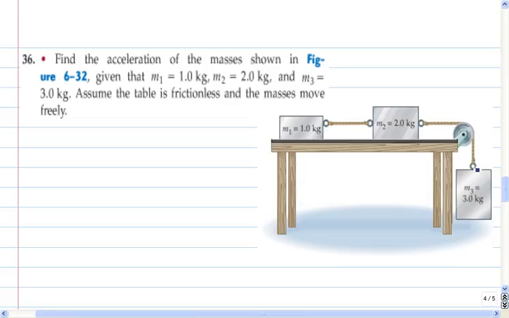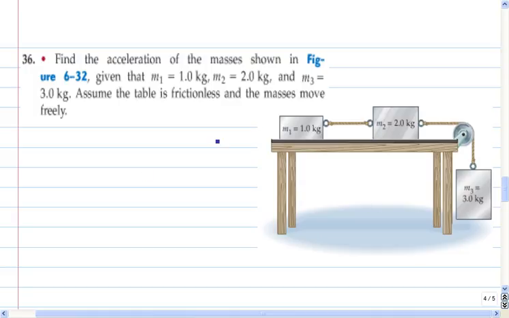If you notice, these ropes are taut, meaning that they're pulled tight. They're not sagging or anything. So M3 won't move before M2. Once M3 starts moving, M2 will move in exactly the same way, and M1 will do the same thing. So all of these accelerations will be identical. So that's one thing that gets shared.